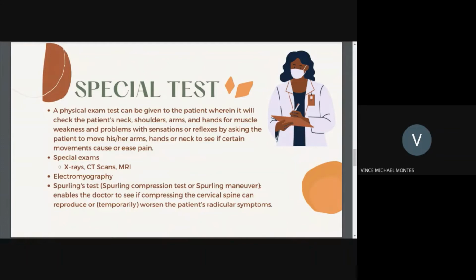Special exams can also be given to the patient, such as X-rays, to look for narrowing of vertebral openings or disc injury; CT scans to get a more detailed picture of the cervical spine; MRI to check for damage to nerve roots or soft tissues. Lastly, electromyography to see how the patient's muscles work when they are at rest or contracted.